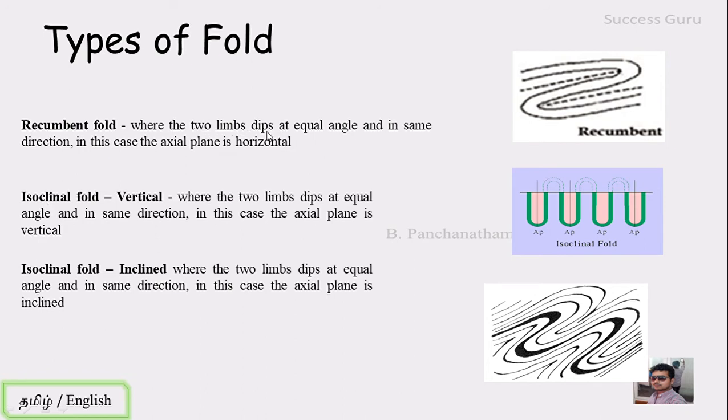But you can see the two limbs dip at equal angle. Here also the two limbs dip at equal angle. Here also the limbs dip at equal angle, and both in the same direction in all the three cases. But the only difference is here the axial plane is vertical, so it is called a vertical isoclinal fold. Here it is inclined, so it is called an inclined isoclinal fold. When the axial plane is horizontal, it is called a recumbent fold. Sometimes it is also called an isoclinal fold of horizontal type. Okay, is that clear? So the recumbent fold is also called an isoclinal fold, but in this case it is a horizontal isoclinal fold.